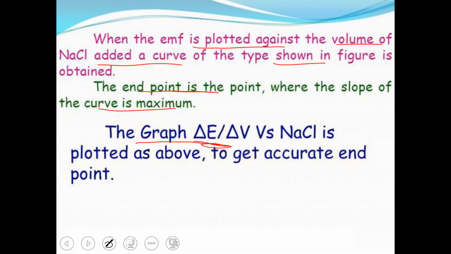If you want a clear-cut endpoint, then we can draw the graph between delta E by delta V versus the titrant volume, to get the accurate endpoint.